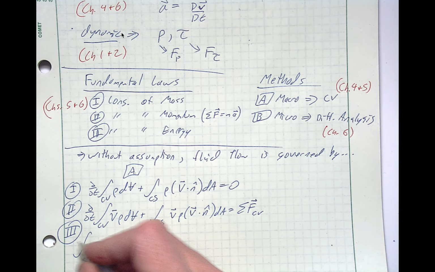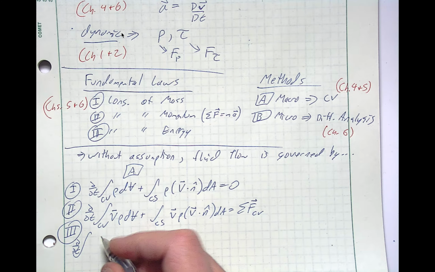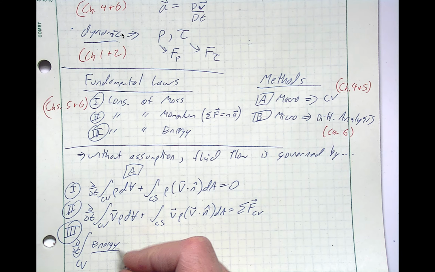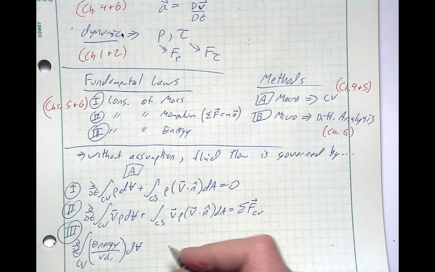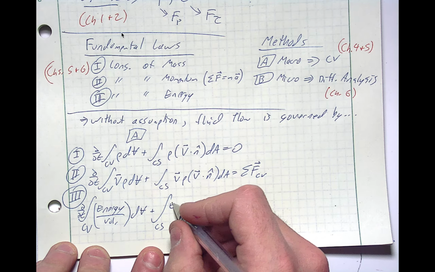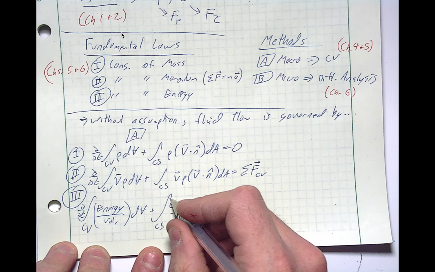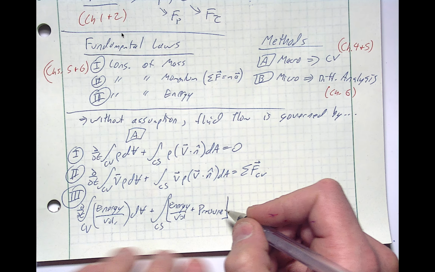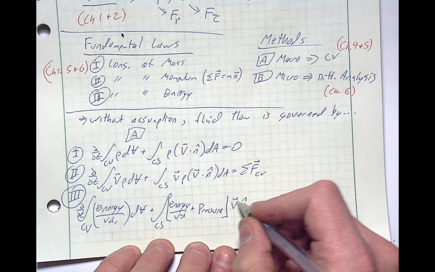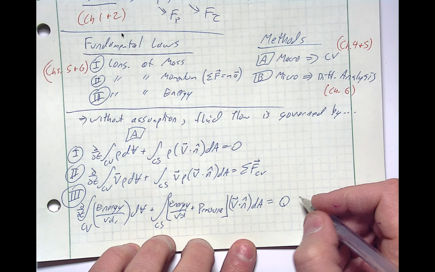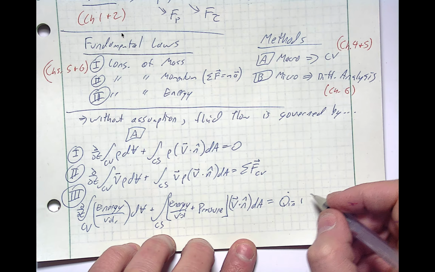And I don't know, down here, let's just call it energy per volume, integrated over the volume. And there's an energy per volume plus some pressure term here hit by our fluxes, integrated over the area through the control surface, and it's affected by heat and work.